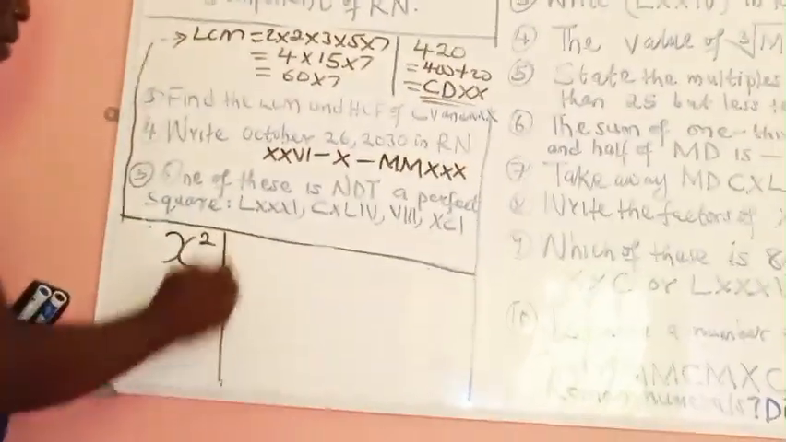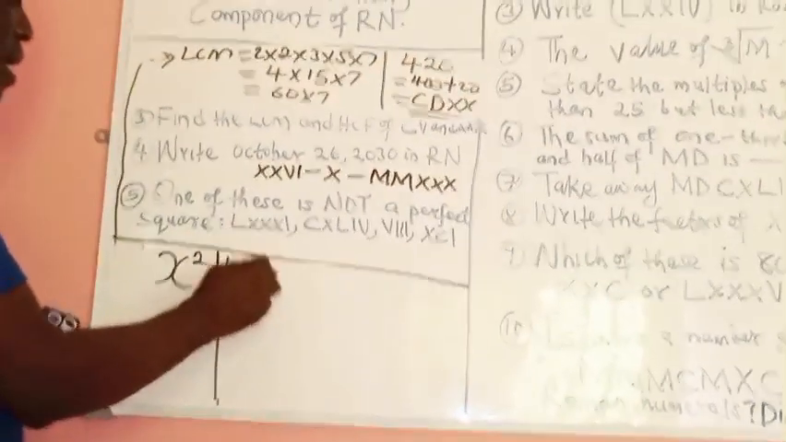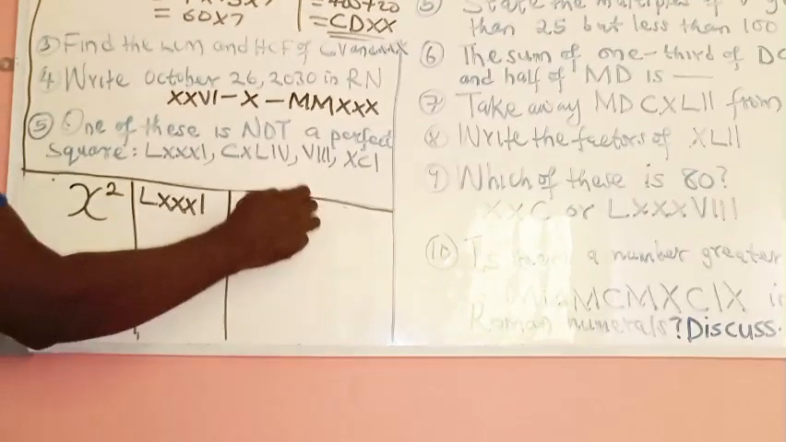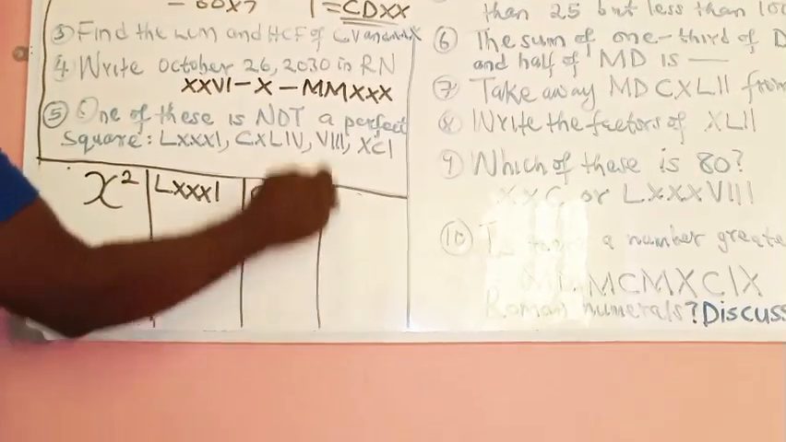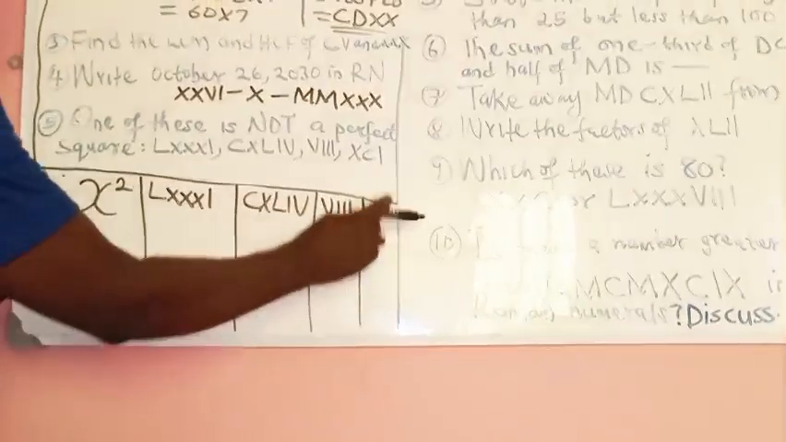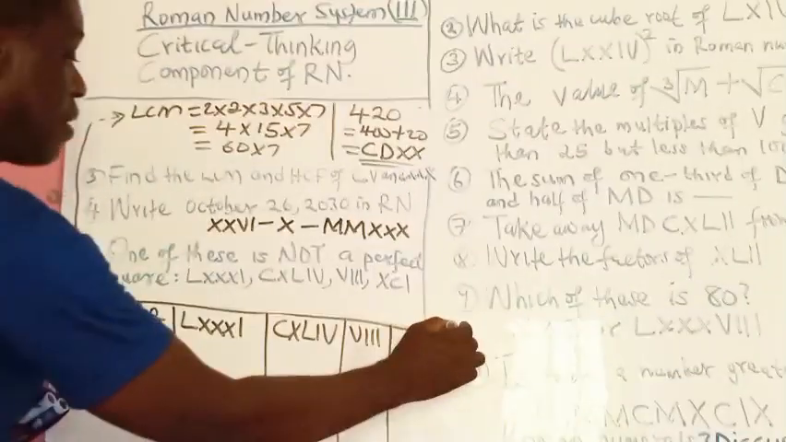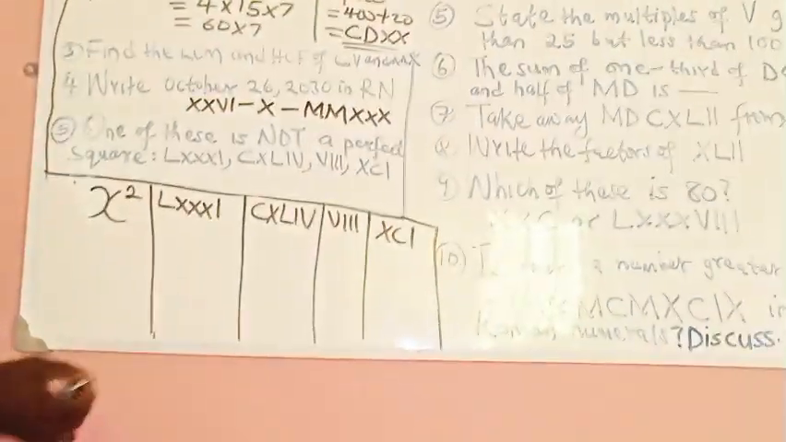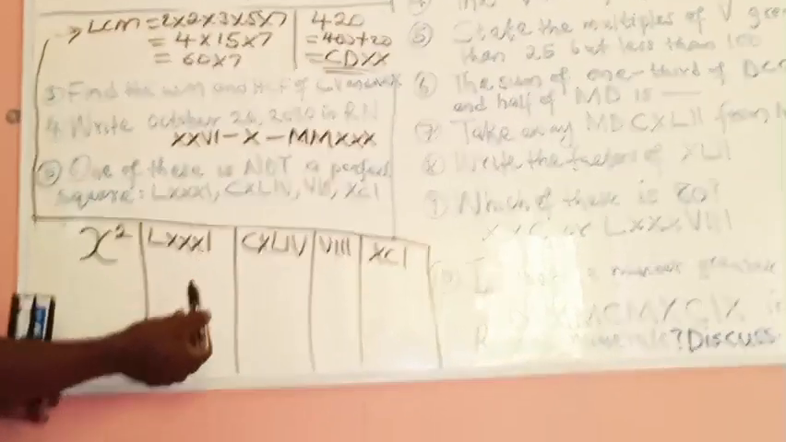So we are given some numbers here. We have N, S, S, S, I. You are also given C, X, L, I, V. Then we are given V, I. Then there's another one that we are given here, which is S, C, I. Now, before you can relate this to perfect square, you have to convert it to what?